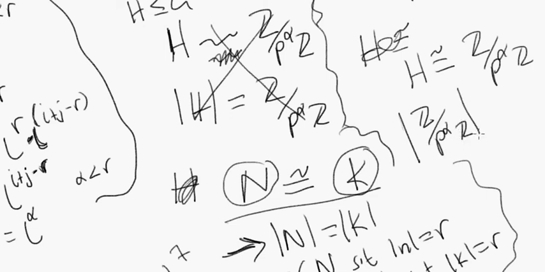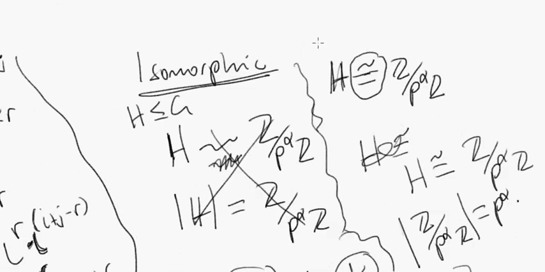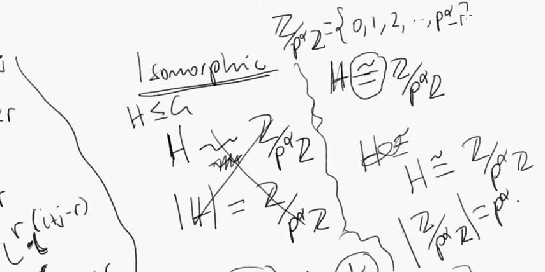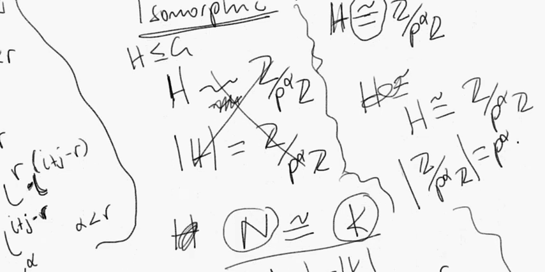Isn't the order of Z mod P to the alpha Z just P to the alpha? So this is the mod group. The assumption is that you're familiar with it. Z mod P to the alpha Z is just the set 0, 1, 2, all the way up till P to the alpha minus 1, where these things are being considered under addition and elements are being considered mod P to the alpha. So that's the mod group.